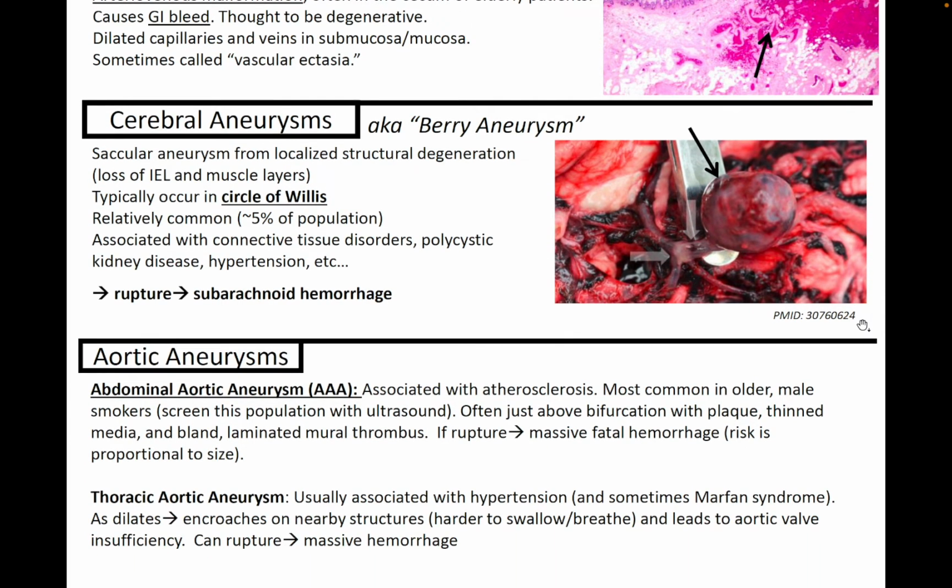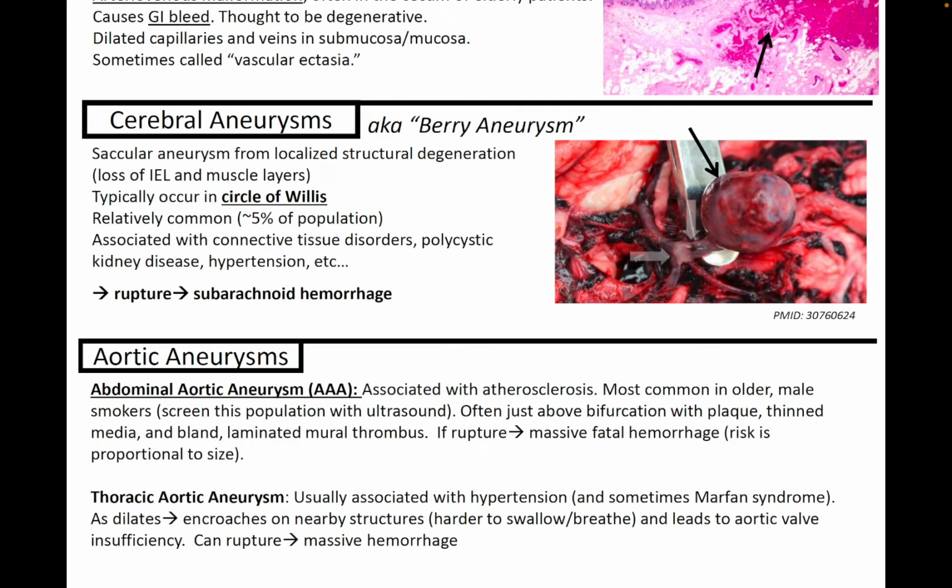Next up, we've got cerebral aneurysms, also known as a Berry aneurysm. So this is a saccular aneurysm from localized structural degeneration, which is loss of the internal elastic lamina and muscle layers, which typically occurs in the circle of Willis, and it is relatively common. So in about 5% of the population, it's associated with connective tissue disorders, polycystic kidney disease, and hypertension. And a Berry aneurysm rupture often leads to subarachnoid hemorrhage. And here you see an example of a Berry aneurysm occurring in the circle of Willis.